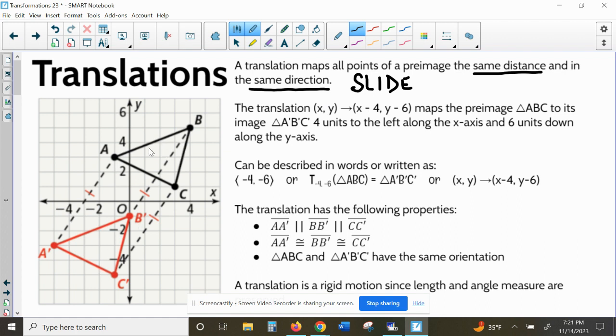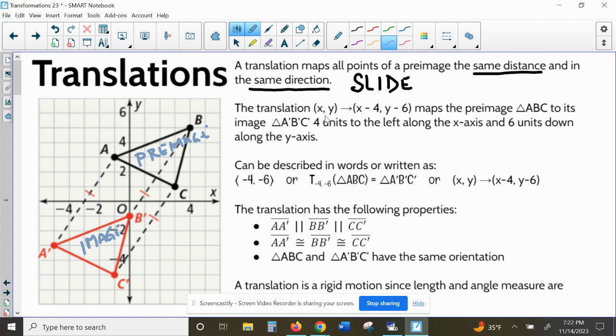So if we look at our picture, over here, this is our pre-image, because it's our first one, and this is going to be our image, because we have the primes on this one. Remember, all the primes tell you it's going to be the second one. Okay, so let's see what this says.